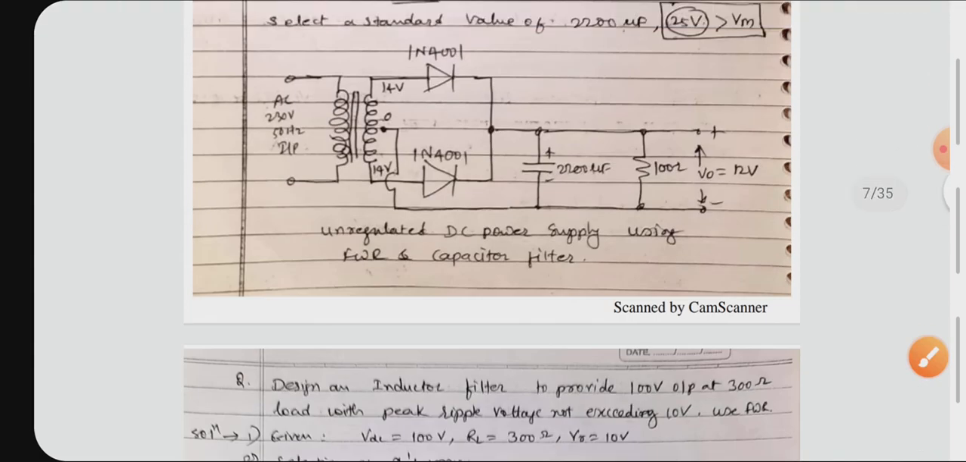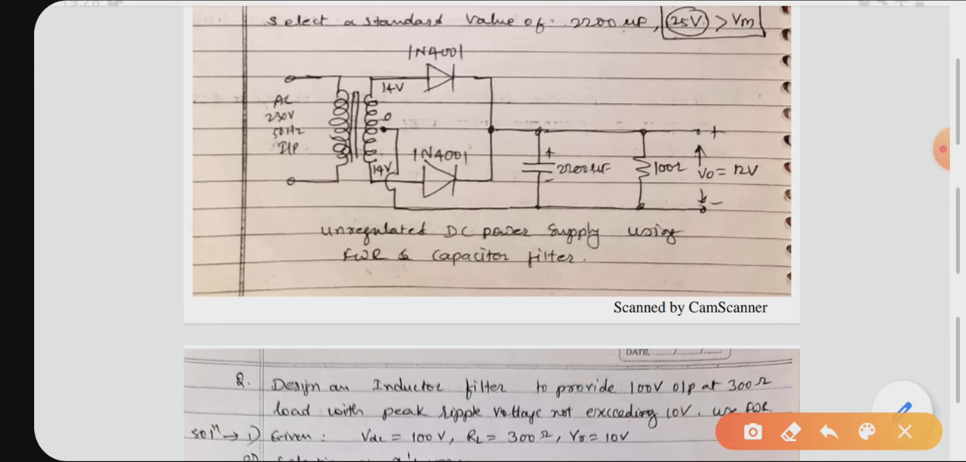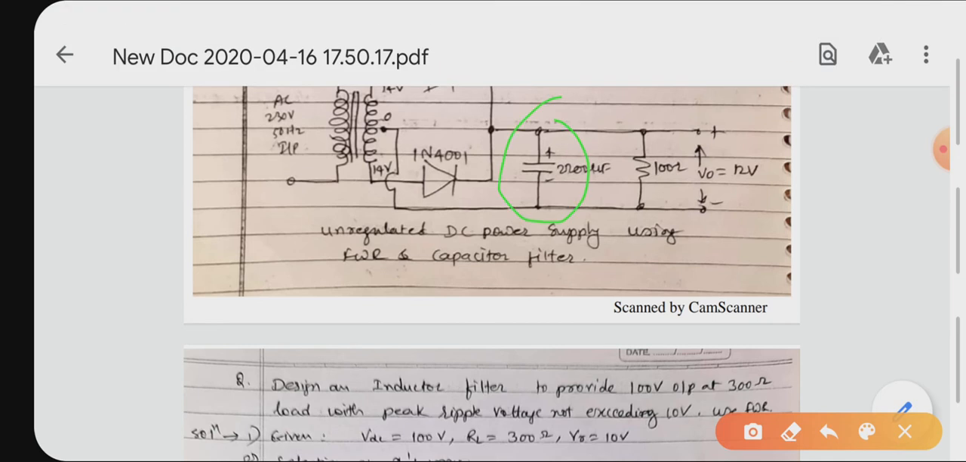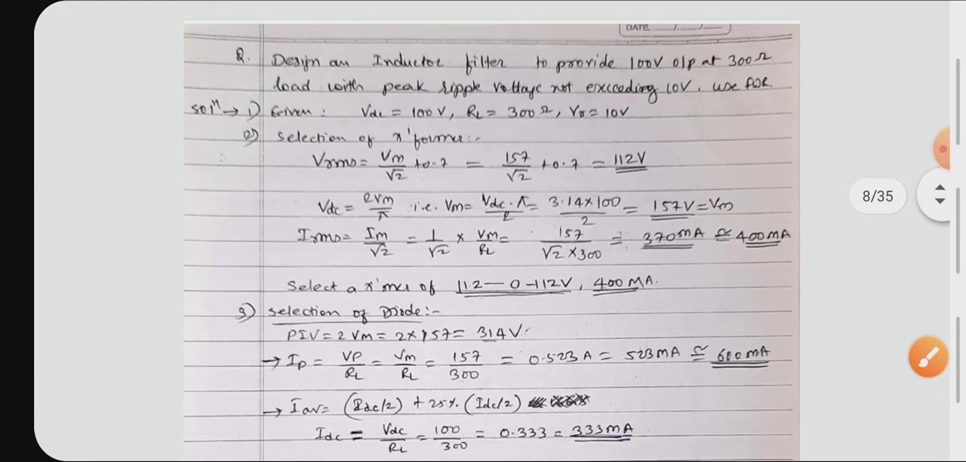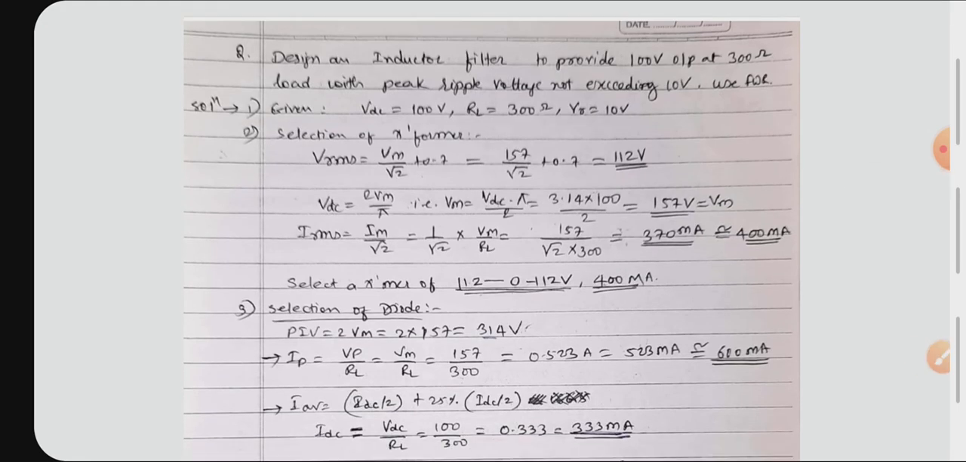This is the circuit diagram using a full wave rectifier, center tap transformer, and filter capacitor having the values mentioned there, load resistor, and output voltage. Everything is mentioned here. Let us move to the second problem. Design an inductor filter to provide 100 volt output at 300 ohm load with peak ripple voltage not exceeding 10 volt. Here it is mentioned to use a full wave rectifier. If not mentioned, you can select half wave, full wave, or bridge rectifier as per your requirement.